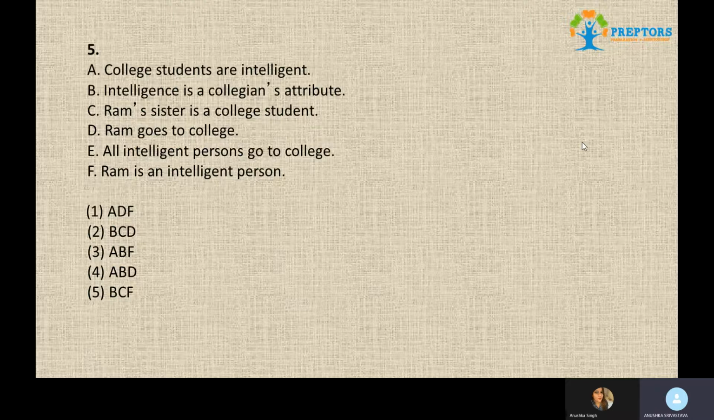Fifth one now, my answer here is ADF again. College students are intelligent; the quantifier is not given. Guys, quantifier means the quantity, like all, some, most, the word that defines the quantity. So if the quantifier is not given, we assume it to be all. So all college students are intelligent. Ram goes to college. Therefore, Ram is an intelligent person. So ADF.